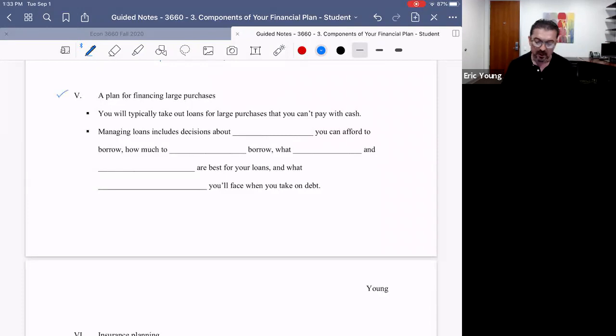Another part of your financial plan is your technical financing plan.